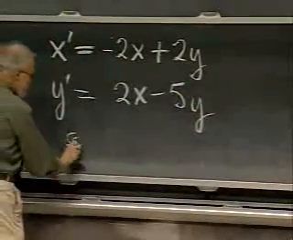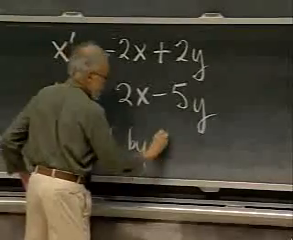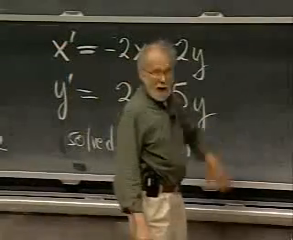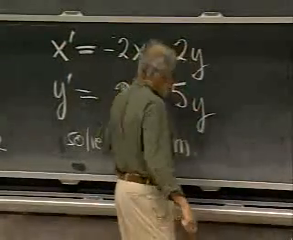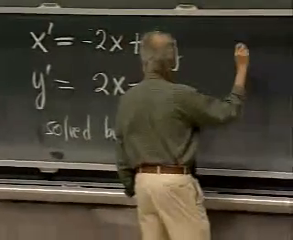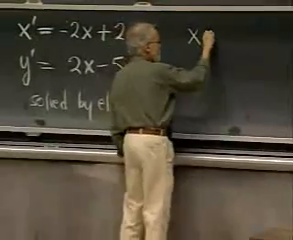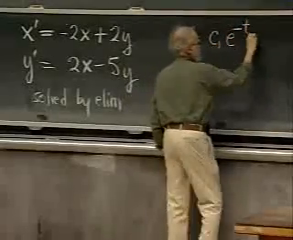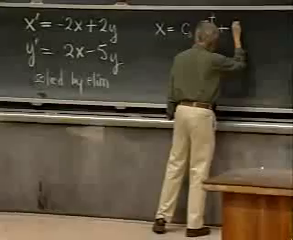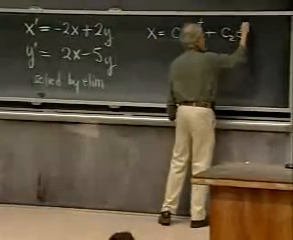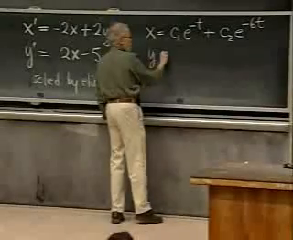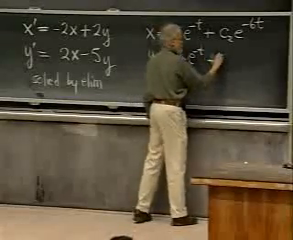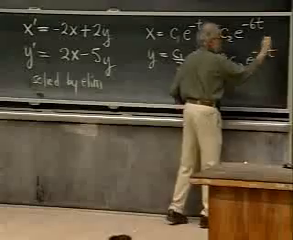And so we solved this by elimination. We got a single second order equation with constant coefficients, which we solved in the usual way. From that I derived what x was. From that we derived what y was, and then I put them all together. So I'll just remind you of the final solution written out in terms of arbitrary constants. x was C1 times e to the negative t plus C2 e to the negative 6t. And y was C1 over 2 e to the negative t plus minus 2 C2 e to the negative 6t. That was the solution we got.